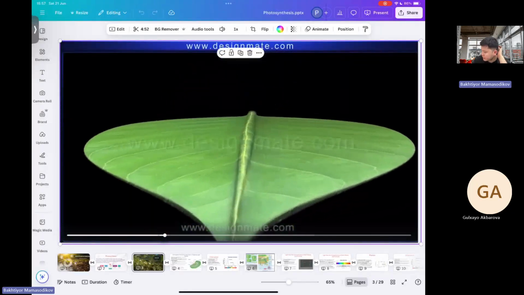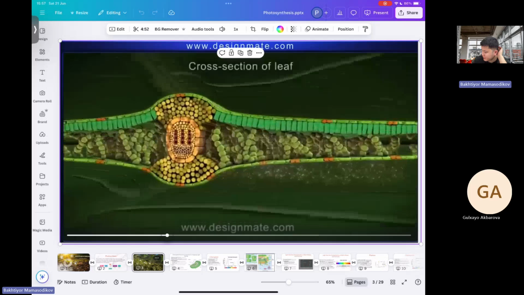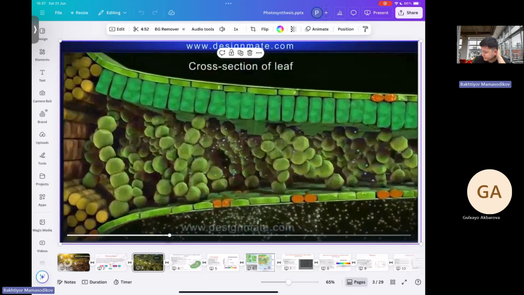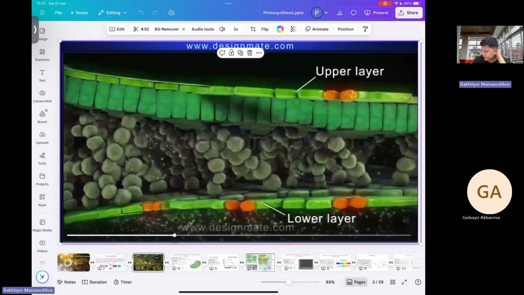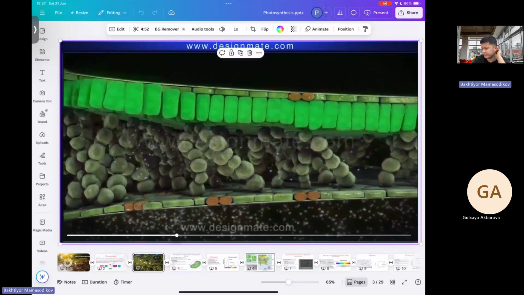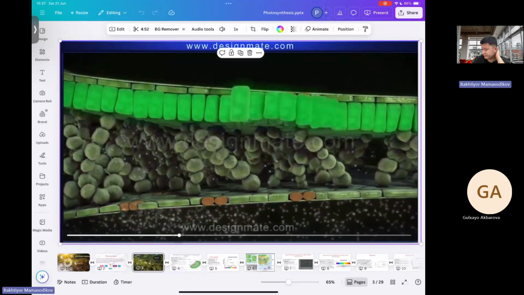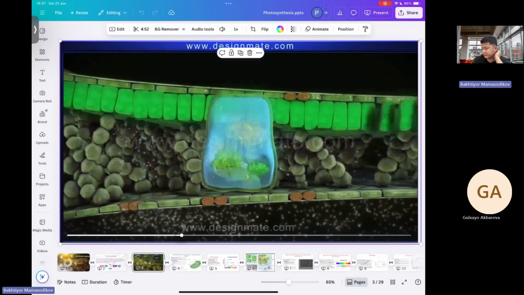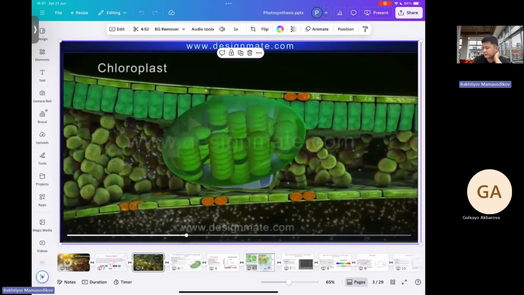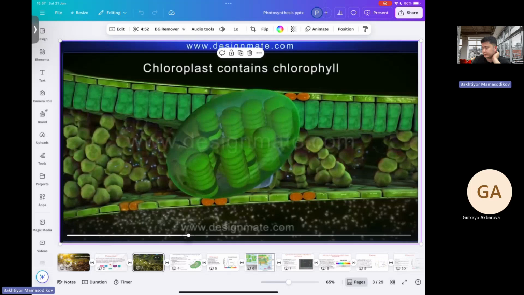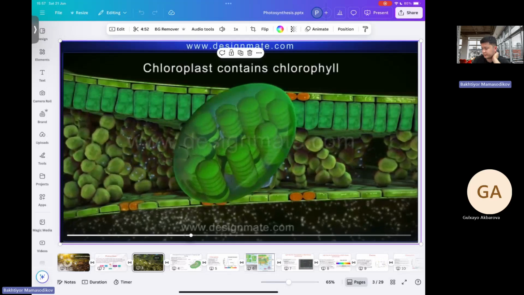We're going into the leaf. This is the leaf structure. A cross-section of the leaf shows the upper and lower layers of cells, which are flat and irregular. Below the upper layer is the layer of tightly packed cells. These cells have specialized organelles called chloroplasts. Chloroplasts contain the pigment chlorophyll, which gives the green color to the leaf.